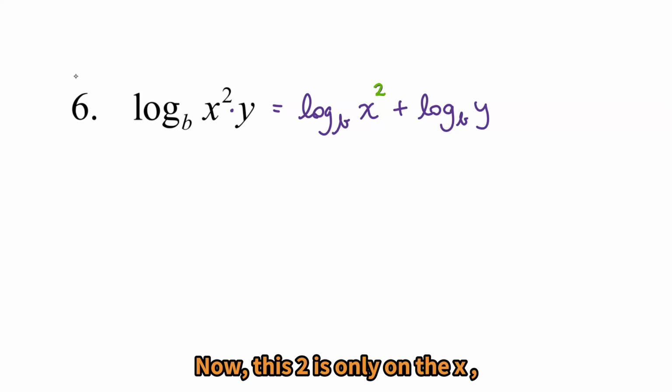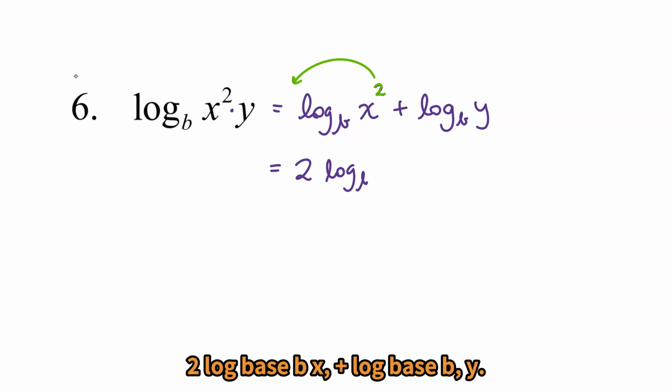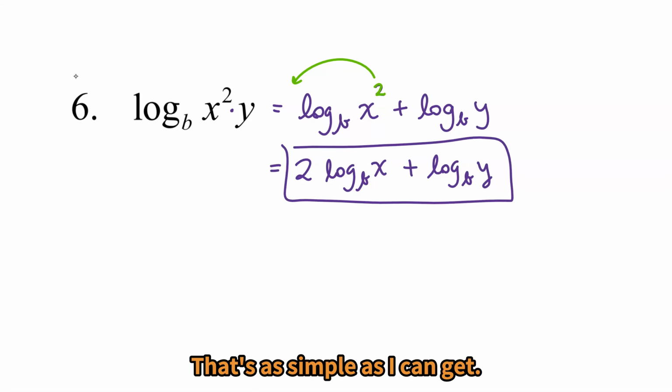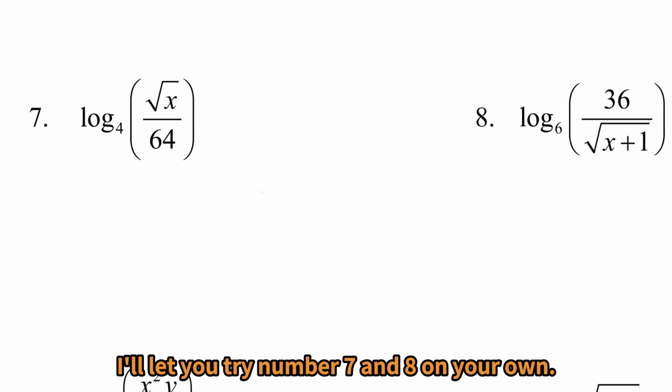This 2 is only on the x, so the 2 will only be in front of the log with x in it. 2 log base b x plus log base b y. x is only one thing, y is only one thing. That's as simple as I can get. That'll be my answer. I'll let you try numbers 7 and 8 on your own.